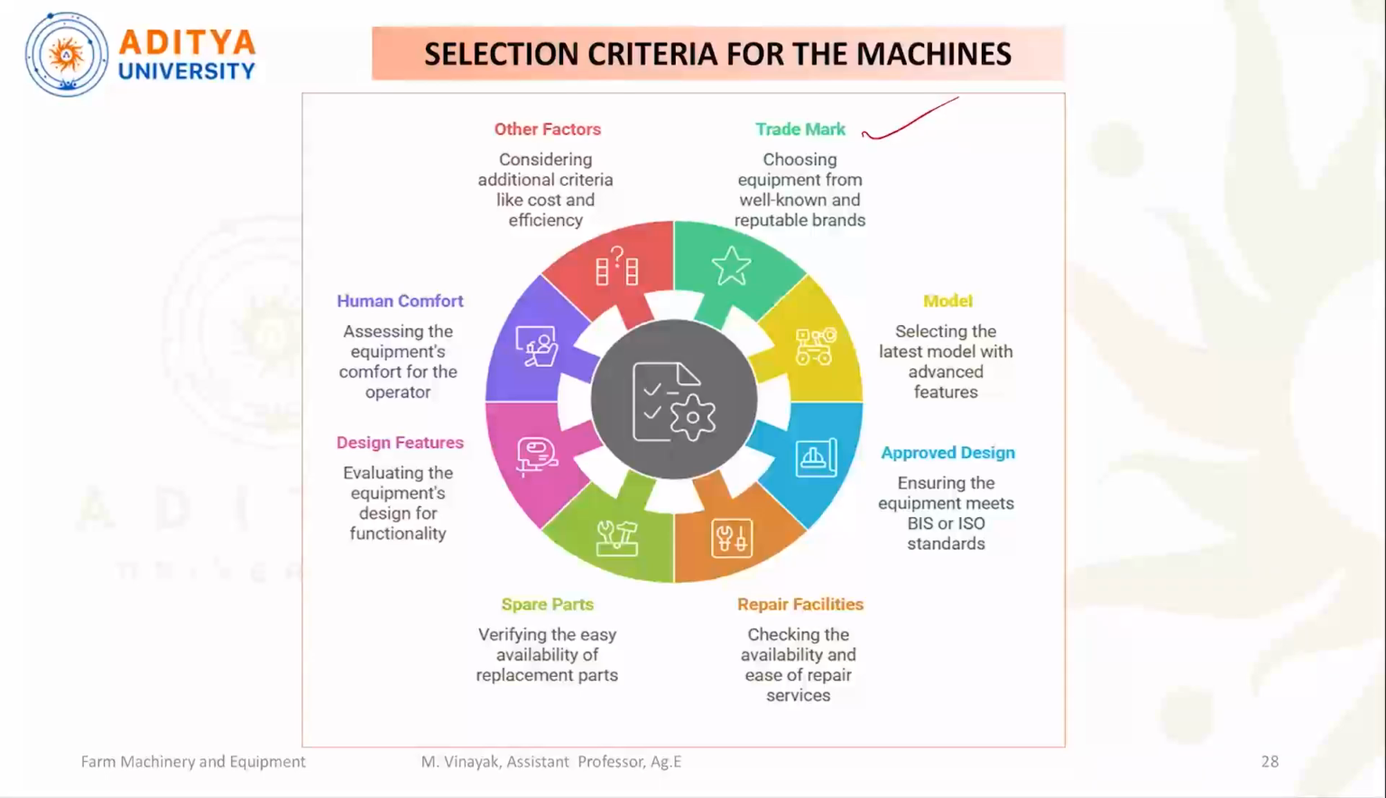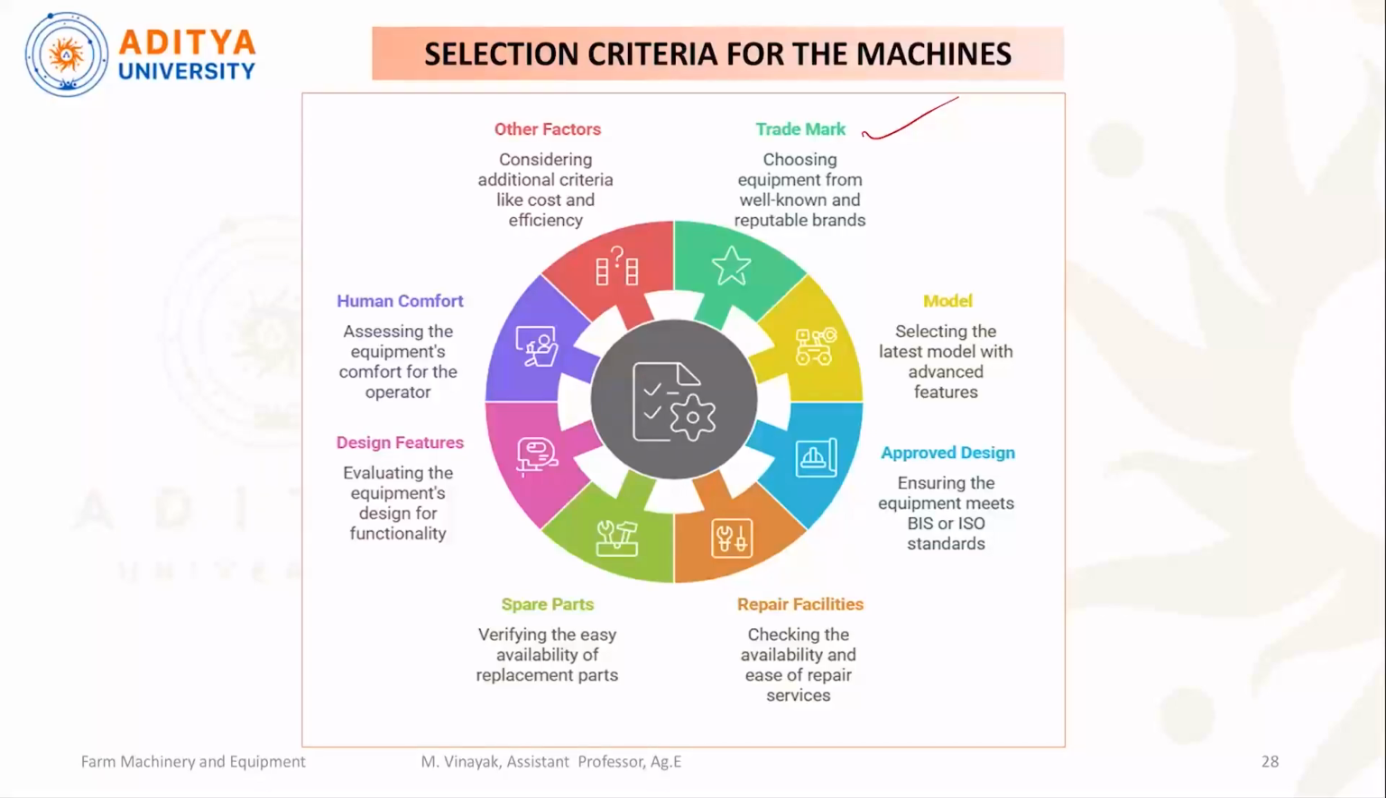The first one is the trademark. Choose equipment from well known and reputable brands. Suppose we take the tractor. Most Indian farmers, in South India, purchase Tafe, Mahindra and the like. These are the reputable brands in South India. If the farmer selects reputable brands, what will happen? They can easily rectify the problems. Why? Because dealers are easily available within 10 kilometers in the village, so if any problem occurs, it will easily be rectified.